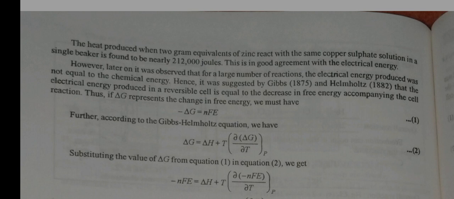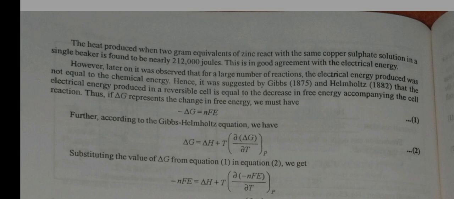However, later on it was observed that for a large number of reactions, the electrical energy produced was not equal to the chemical energy. Hence, it was suggested by Gibbs and Helmholtz that the electrical energy produced in a reversible cell is equal to the decrease in free energy accompanying the cell reaction. Thus, if ΔG represents the change in free energy, we must have -ΔG = nFE, equation 1.